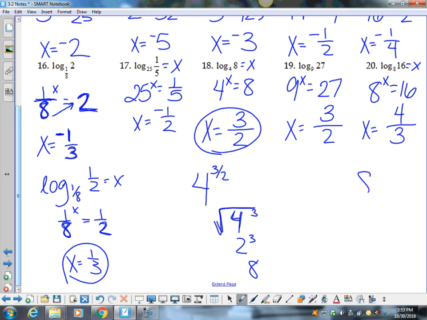So let's check that one. 8 to the 4/3. That's the cube root of 8 to the 4th. Well, the cube root of 8 is 2, and 2 to the 4th is 4. That'd be 8, and there's your 16.